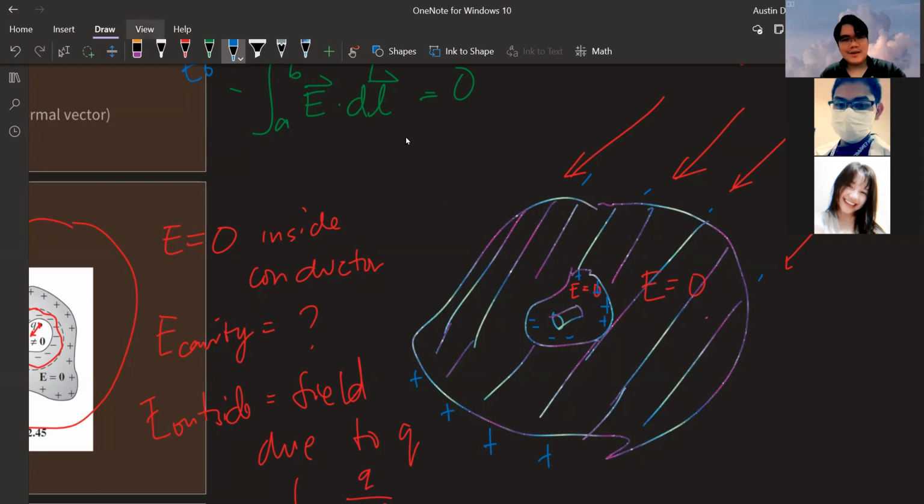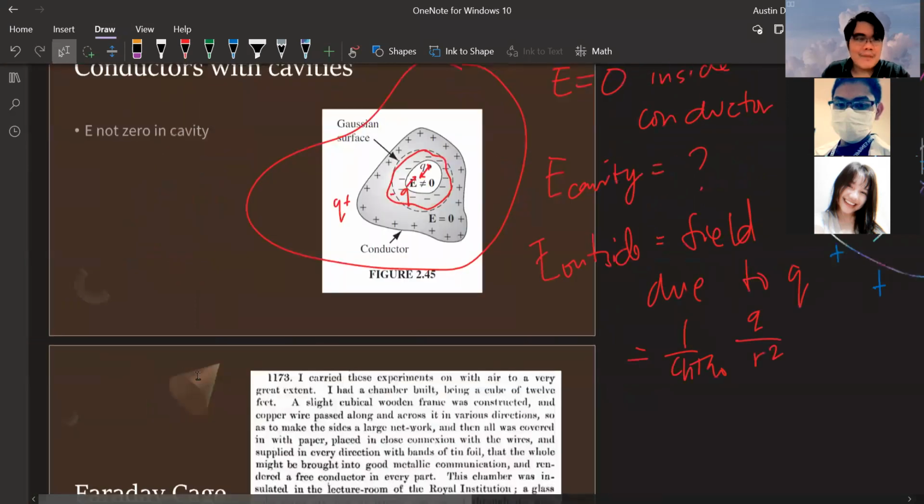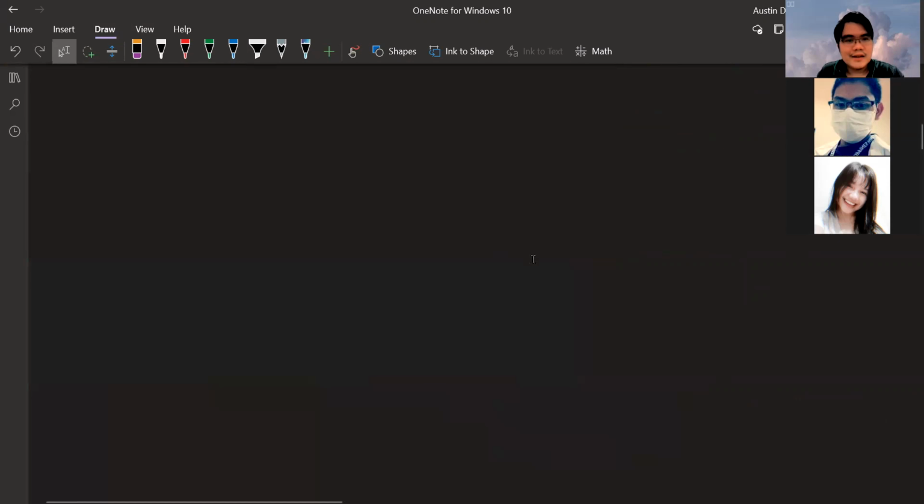Amazingly. So, napansin niyo ni Michael Faraday. Hindi siya makapaniwala eh. So, tinry niya. Let's read this. So, ito yung Faraday cage from the Experimental Researches in Electricity, Volume 1, in 1849. So, ito, let's read. Ay, ano nangyari?